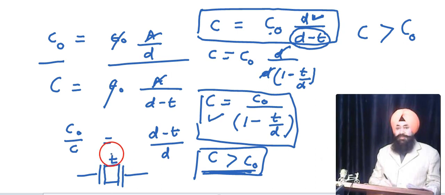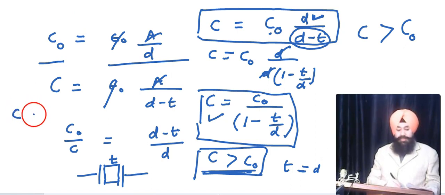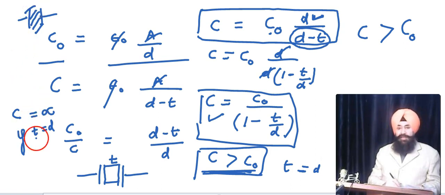How much is it increased? It depends upon the thickness of the conducting slab. If t equals d, what will happen? If t equals d, then d upon d is 1, and 1 minus 1 is 0. So in that case, C becomes infinity. If t becomes d, meaning if you fill the whole space with some conducting material, then capacitance tends to infinity.